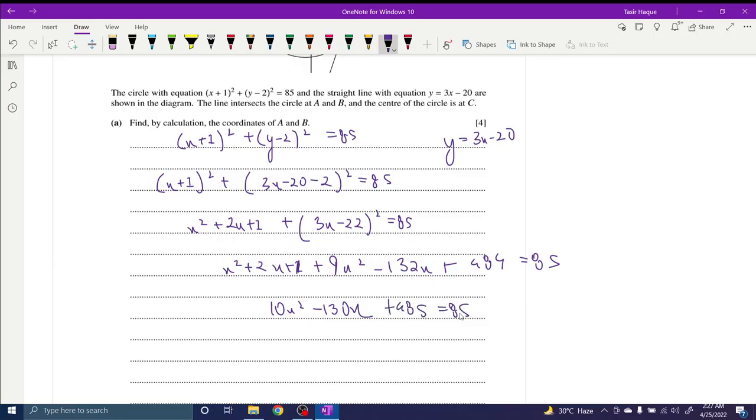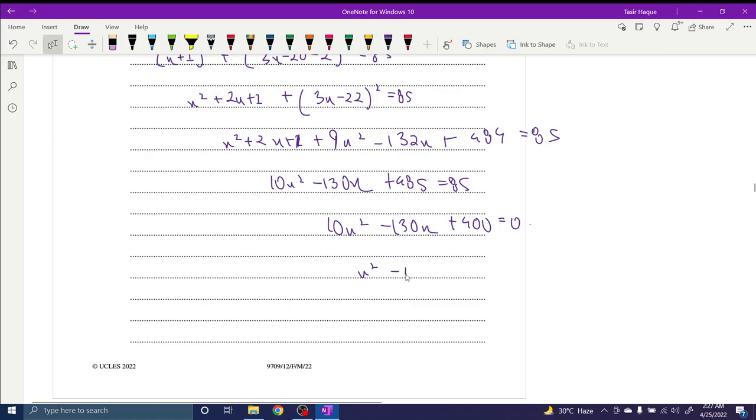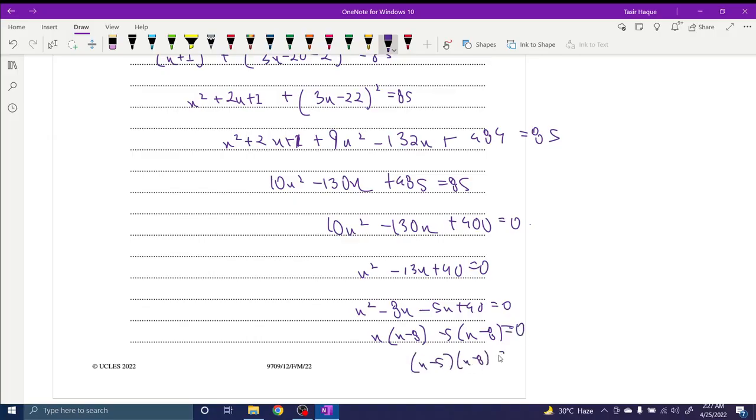45 is equal to 85, or 10x square minus 130x plus 400 is equal to 0. So x square minus 13x plus 40 is equal to 0. How are we going to solve this? Pretty simple. x square minus 8x minus 5x plus 40 equals 0. x minus 8, minus 5 (x minus 8) equals 0. x minus 5, x minus 8 equals 0. x is equal to 5 and 8, right?